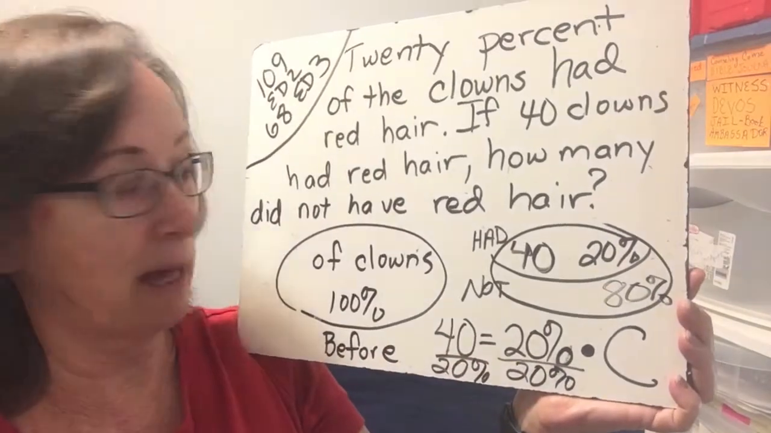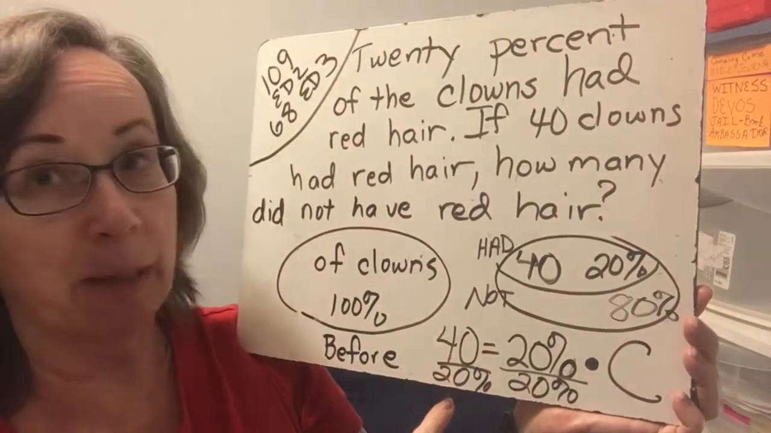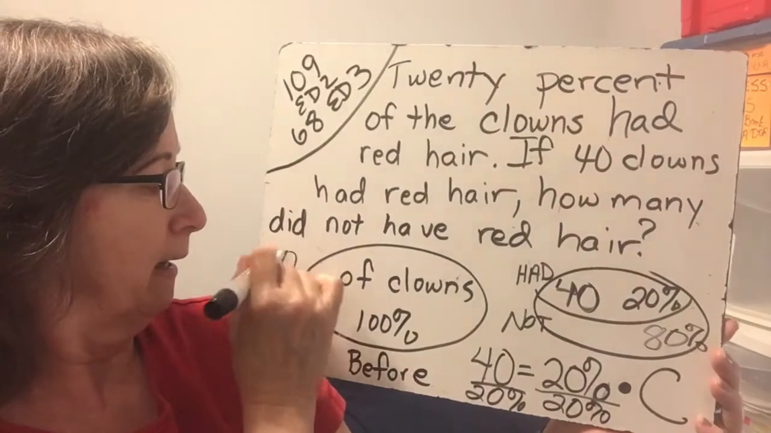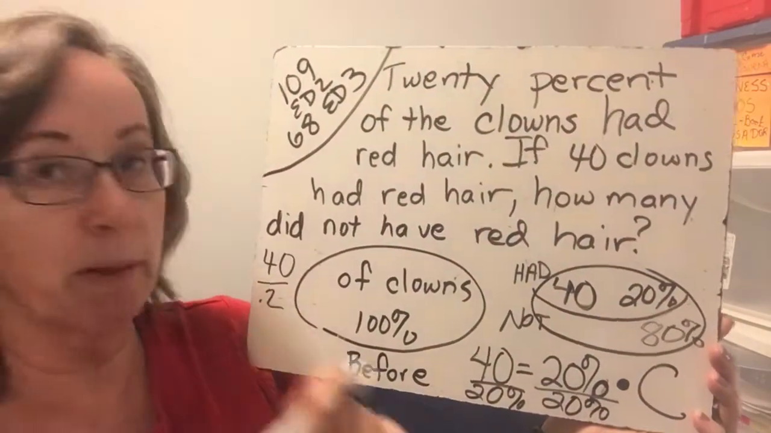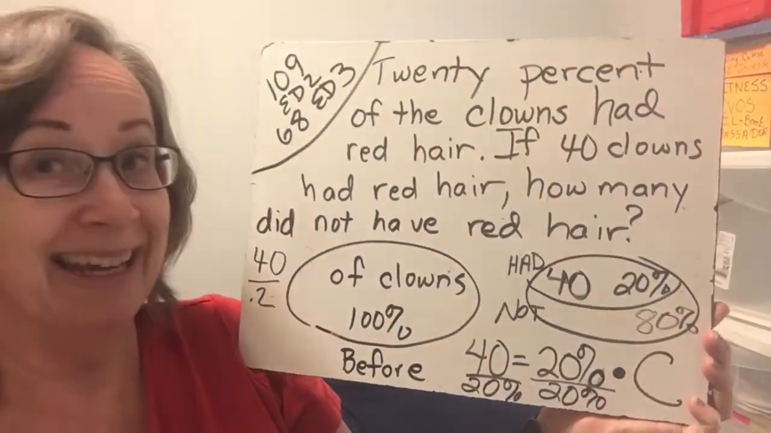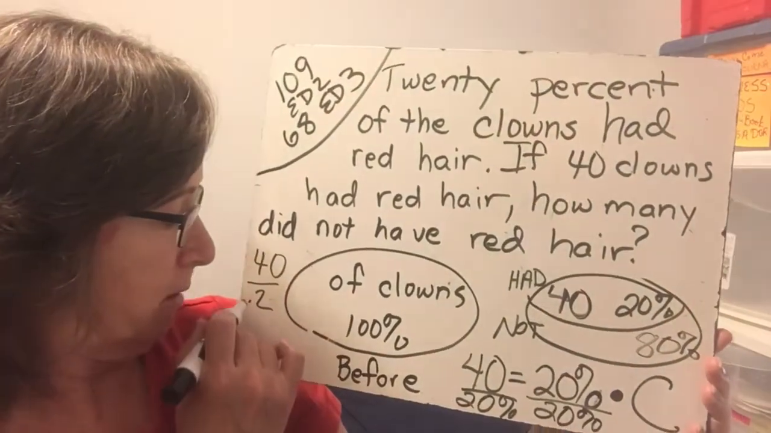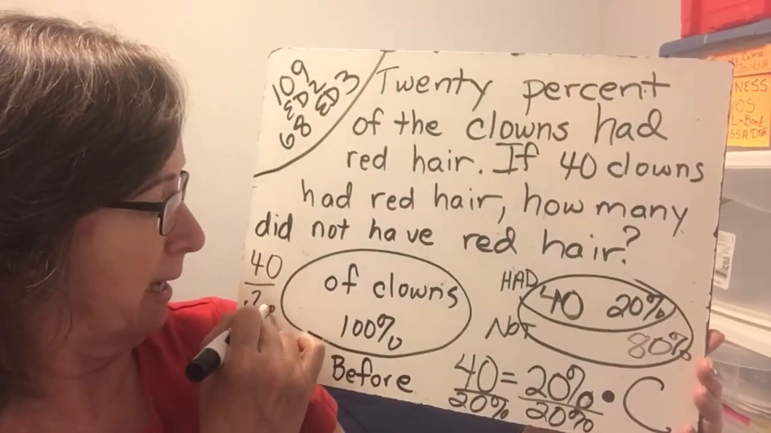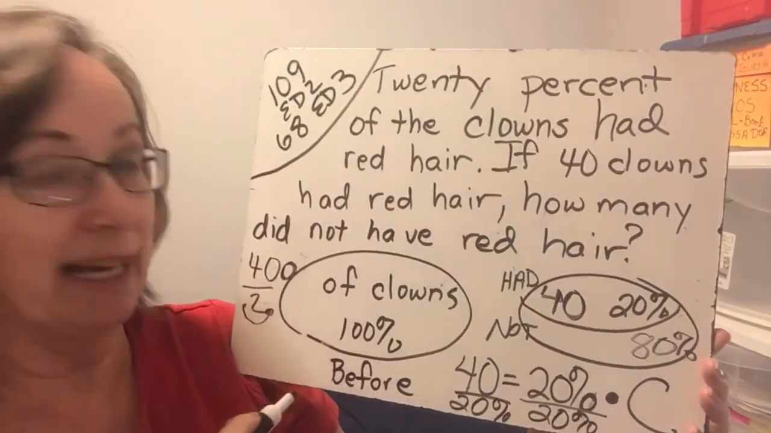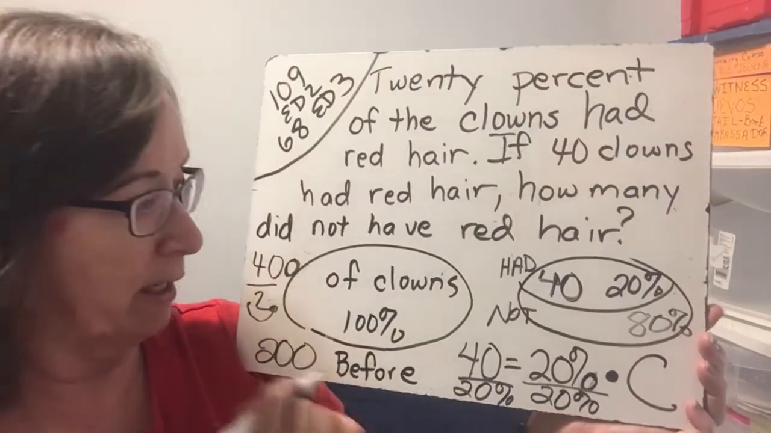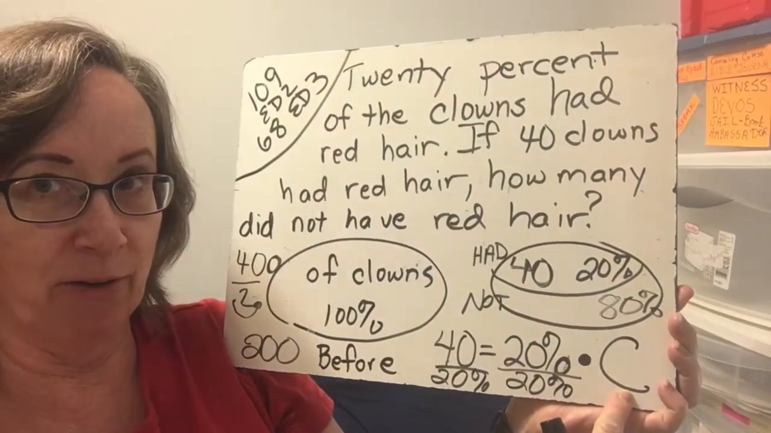So let's do that math. We're going to say 40 divided by 0.2. Remember, 0.2 is 20%. Now that's hard because the decimal is still in the denominator. But if I slide the decimal one place and add a 0, I get 400 divided by 2. So I have 200 total clowns.